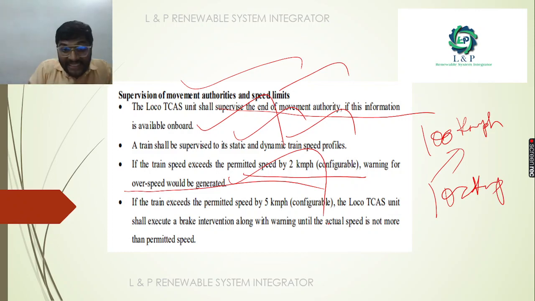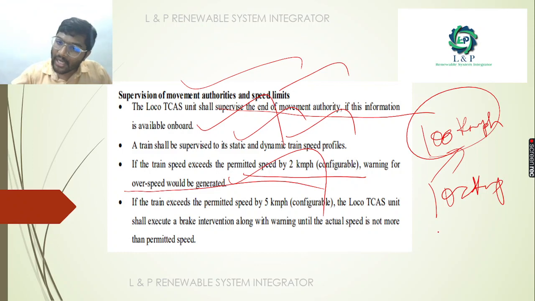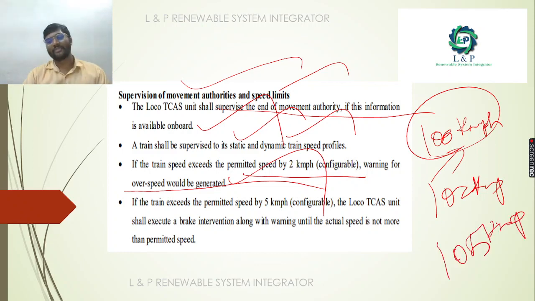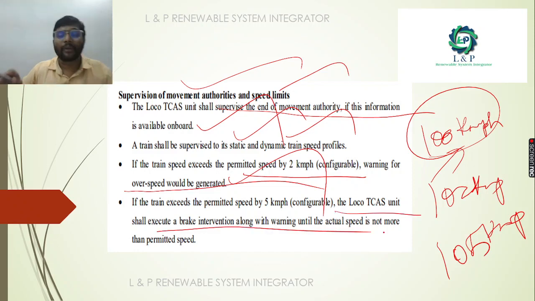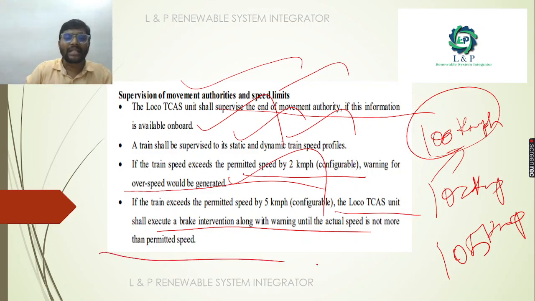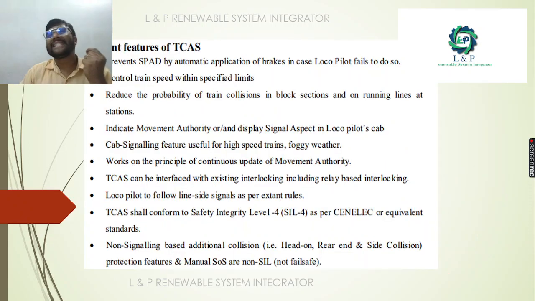And if the train exceeds the limit from 100 to 105 km/h, as an example, the loco train collision avoidance system will execute the brake intervention along with the warning until the actual speed is not more than the permitted limit. So it means we have a brake intervention system which is already present inside the loco train collision avoidance system. And what are the salient features of this train collision avoidance system?